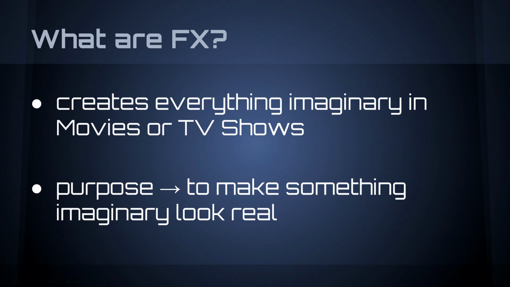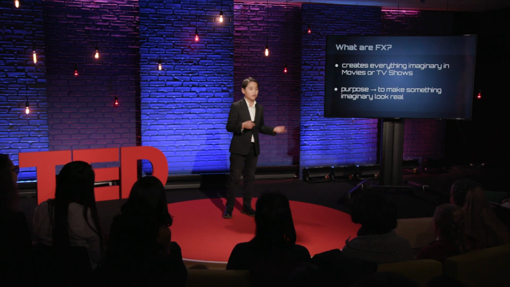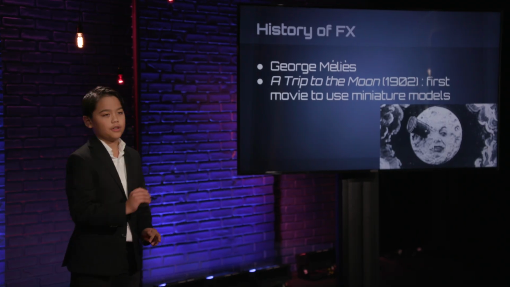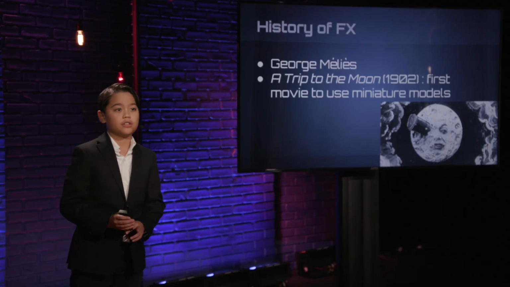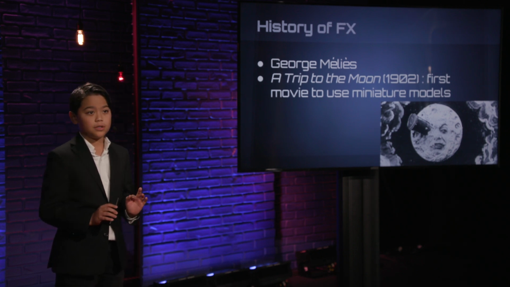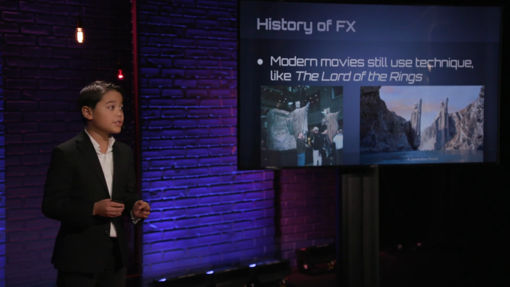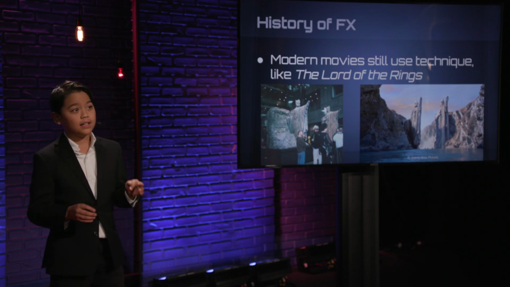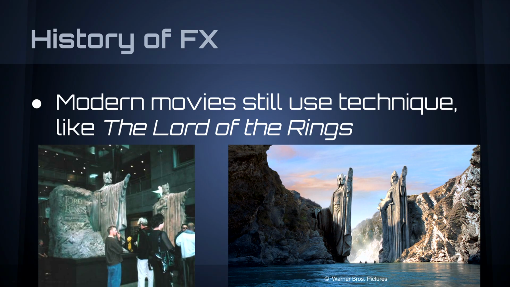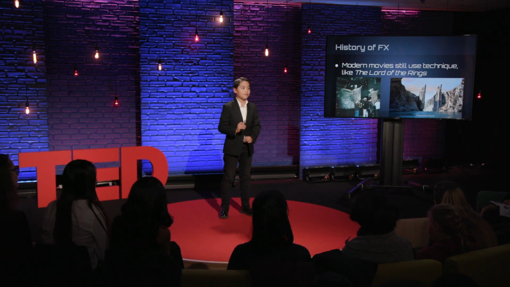What are special effects? They create everything imaginary in movies or TV shows, and their purpose is to make something imaginary look real. Let me talk a bit about the history of effects. George Méliès's A Trip to the Moon, made in 1902, was the first movie to use miniature models. Here's a picture of the miniature model of the moon from his movie. Modern movies still use this kind of miniature technique today, like in Lord of the Rings. On the right, you can see a picture of the Argonath from the movie. While it appears to be gigantic, you see it on the left in real life, where it's only as big as a human.